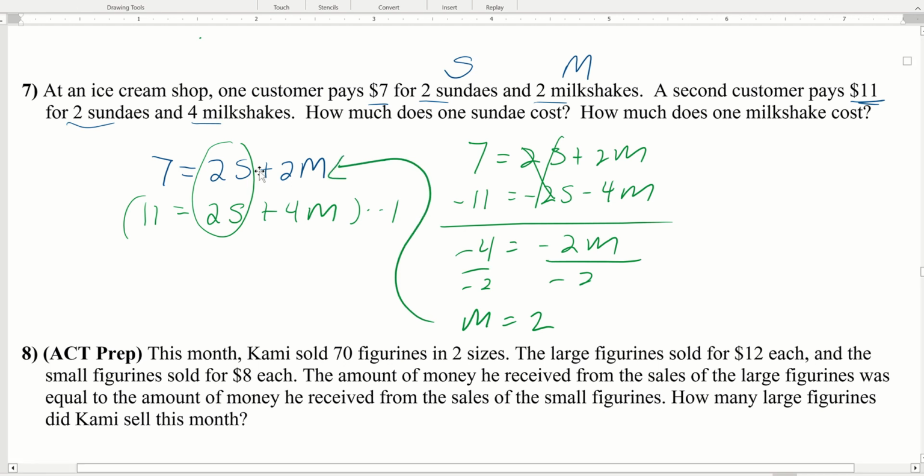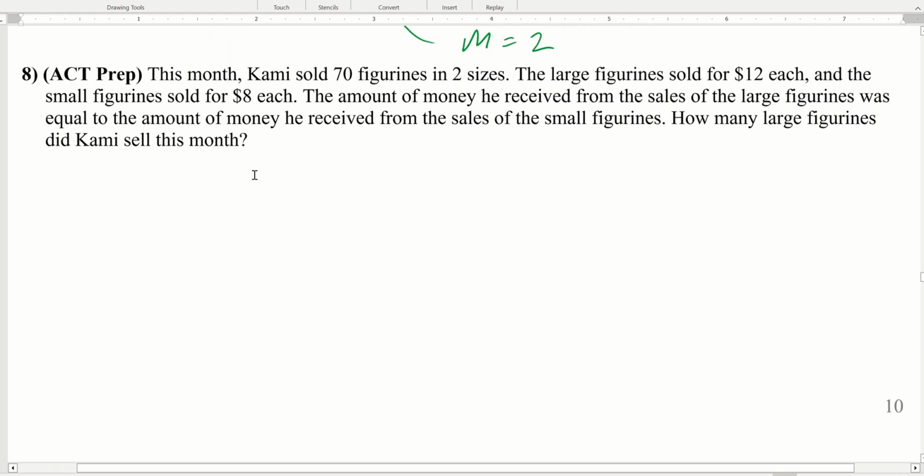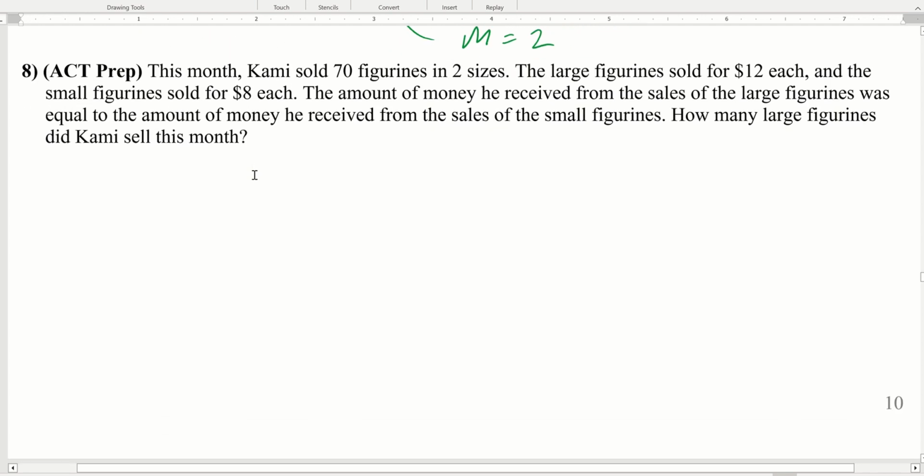Cool. Number 8, the ACT prep. We will set this one up again, and then I might not solve it, but you can check out the filled out solutions on our notes. Okay, so X, we're going to say we have 2 sizes. We have the large figurines, so X will be large. Y will be small figurines.